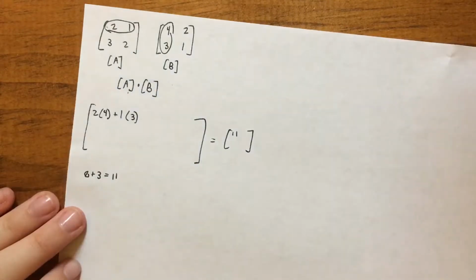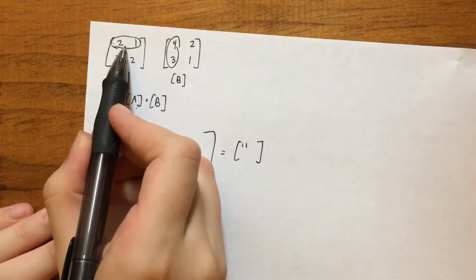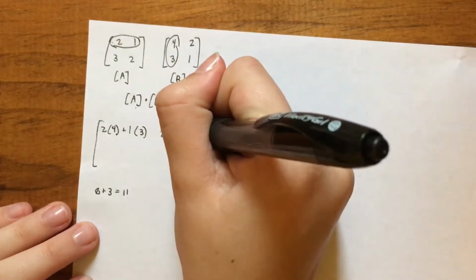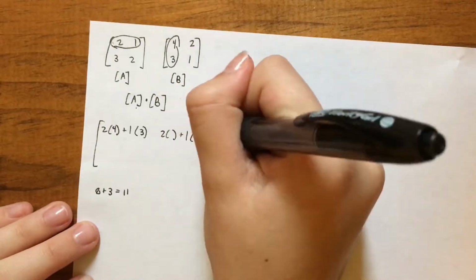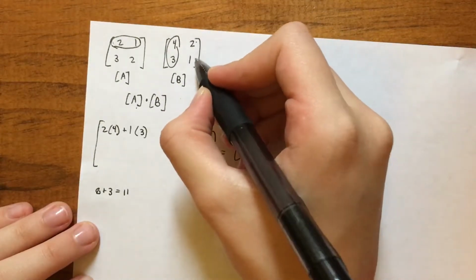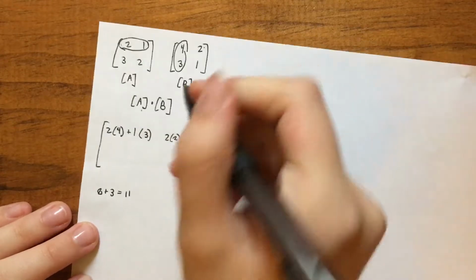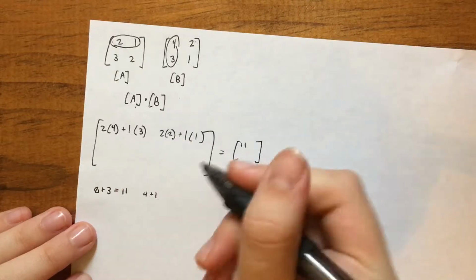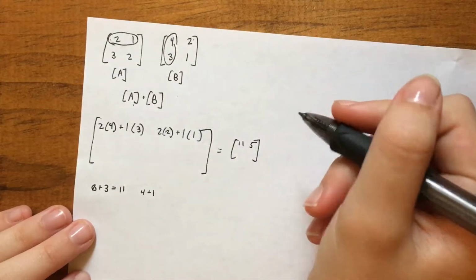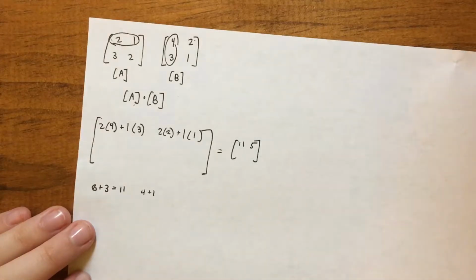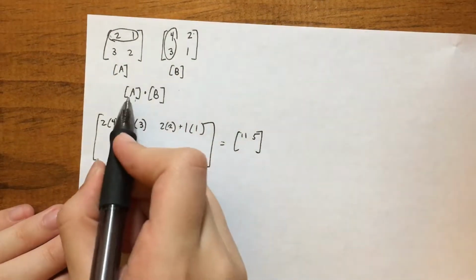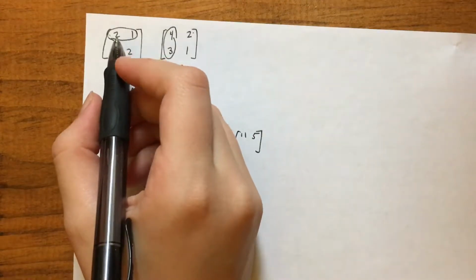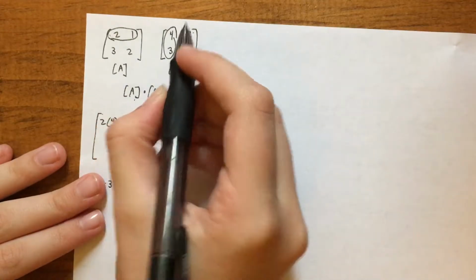And then our second one, we're going to do the first row times the second column. So let's write it out. And we're going to plug in 2 and 1. So that would be 2 times 2 equals 4, plus 1 times 1 equals 1. And our final answer would be 5. And it is important to do it in the correct order and plug the right numbers in, because you have to follow first row by first column.